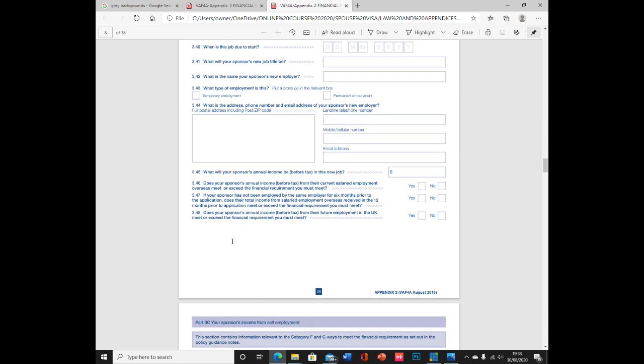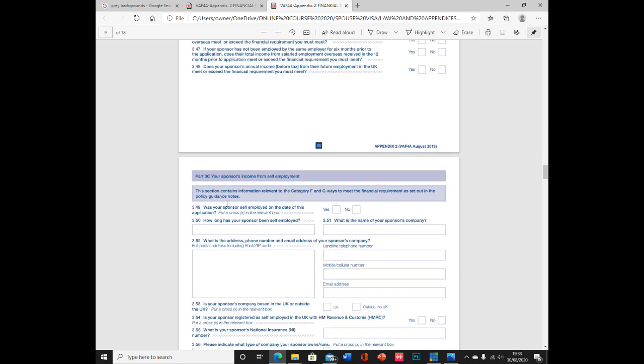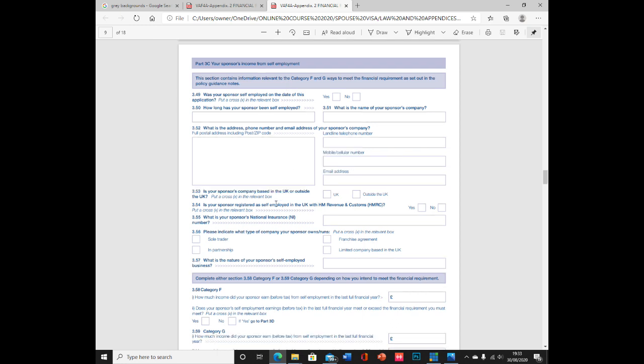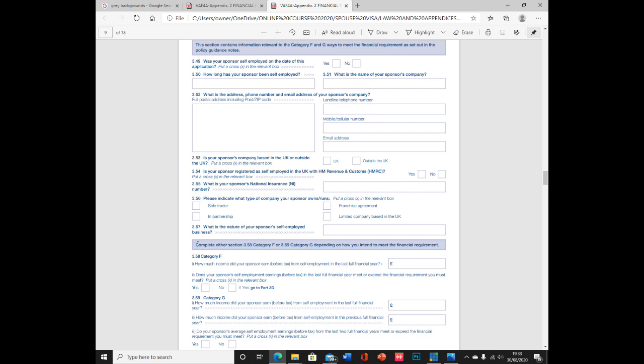So scroll down to the next part. It's part 3C, sponsor's income from self-employment. Here you are going to complete this section 3C if a sponsor is receiving income from self-employment and they are not employed. So next they are telling you to complete sections 3.58 depending on how you intend to meet the requirement.